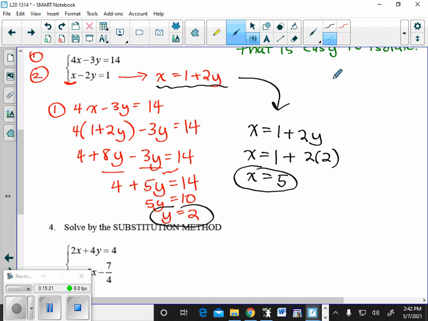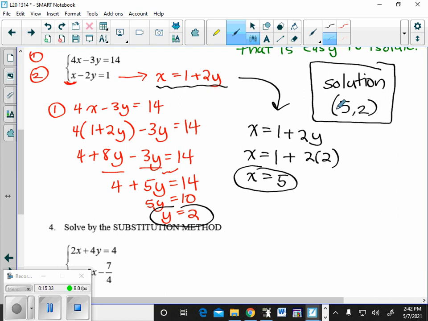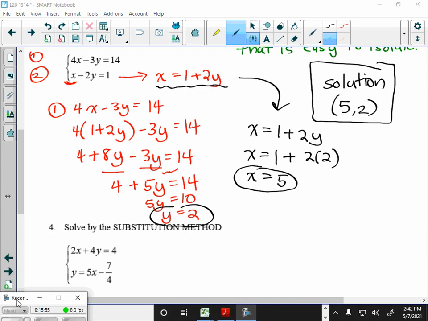So now our solution is (5, 2). And as you can see, if you let x equal 5 and y equal 2, you also satisfy the first equation. So we have 20 minus 6 equals 14 when I let x be 5 and y be 2. And the same here, 5 minus 4 is 1. So it works out really nicely.